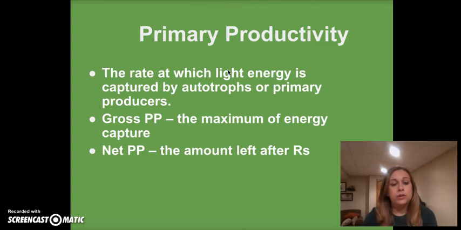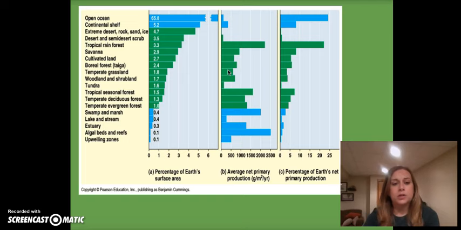So primary productivity is something that we measure within an ecosystem, and this is going to be the rate at which light energy is captured by autotrophs or primary producers. All right, so we talk about the gross primary productivity, which is going to be the maximum of energy captured, and then the net primary productivity, which is going to be the amount of energy that is left after cell respiration.